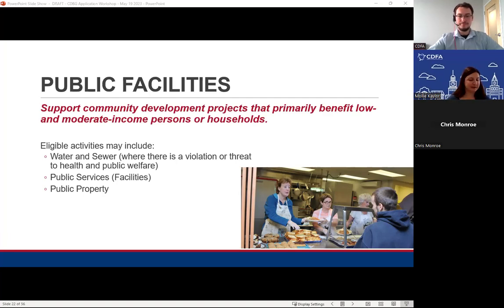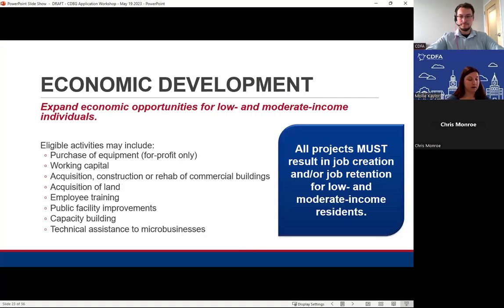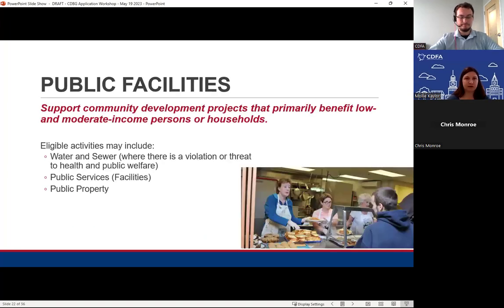All right. So the next type of project that is funded under public facilities are facilities where public services are provided. These types of activities may include the acquisition, construction, and rehabilitation of community facilities such as homeless shelters, community centers, or neighborhood facilities in which other public services are provided. Childcare centers also fall under this category.